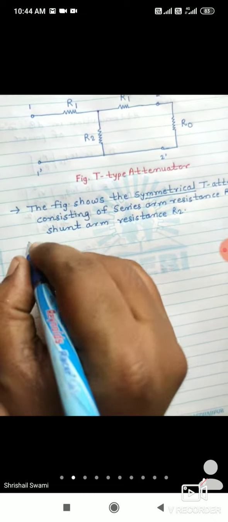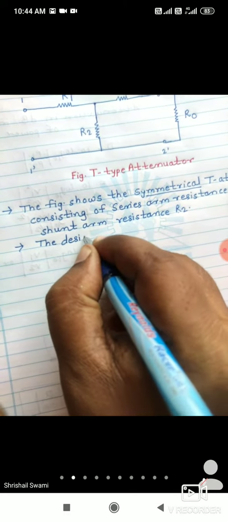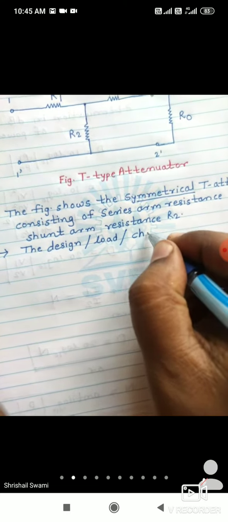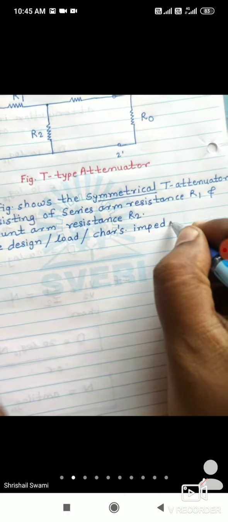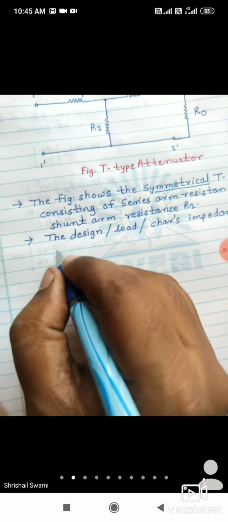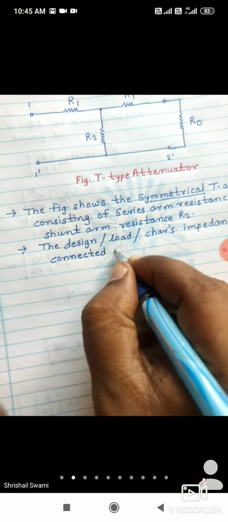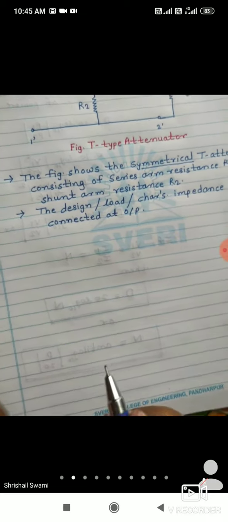Okay, this is just a description. Next, the design impedance, design oblique load characteristics. Okay, characteristics impedance R0 is connected at the output port.